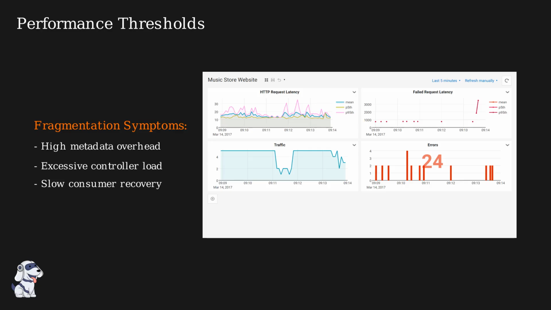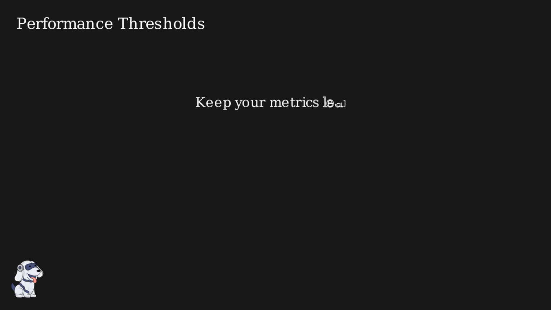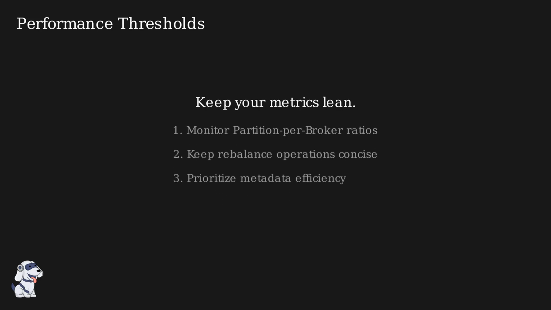High partition counts force the broker controller to work harder, delaying recovery times significantly during broker restarts or network partitions. To ensure system health, keep your metrics lean. Monitor your partition per broker ratios strictly. If you find rebalance operations dragging, consolidate partitions or reconsider your throughput per partition strategy.